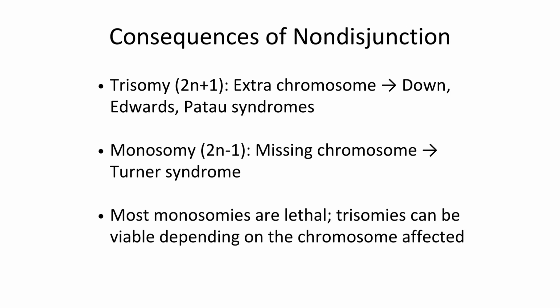So what happens when nondisjunction occurs? We can get a trisomy, which means there's an extra chromosome, or a monosomy, where a chromosome is missing. While most monosomies are incompatible with life, some trisomies like Down syndrome, Edwards, and Patau can result in live births. Each of these carries its own clinical significance and unique features.